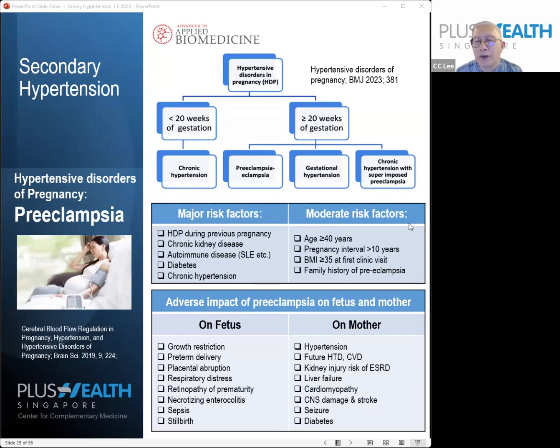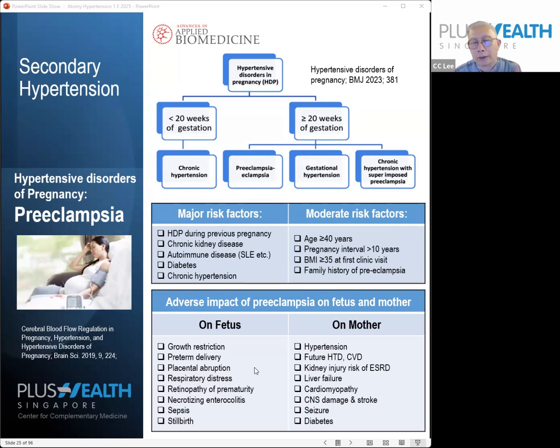Now, what are the other risk factors for people who might suffer from preeclampsia, which is basically hypertension during pregnancy? It is when you give birth at an older age. That means you're older than 40 years when you give birth, then you are likely to suffer from hypertension, right? Your pregnancy interval is greater than 10 years. That means between the first and the second born, maybe more than 10 years are left in between, right? Or you are obese or overweight, BMI is already 35. Or you have a family history.